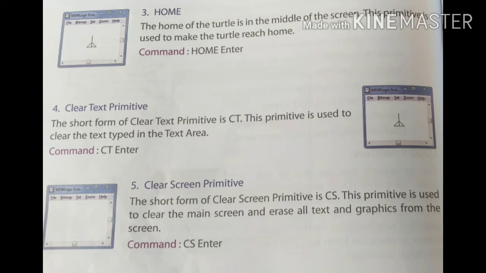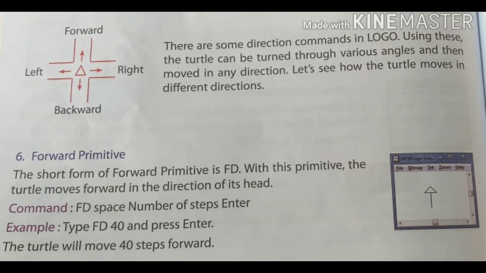Fifth one, clear screen primitive. The short form of clear screen primitive is CS. This primitive is used to clear the main screen and erase all text and graphics from the screen. Command: CS, enter. Children, there are some direction commands in Logo.